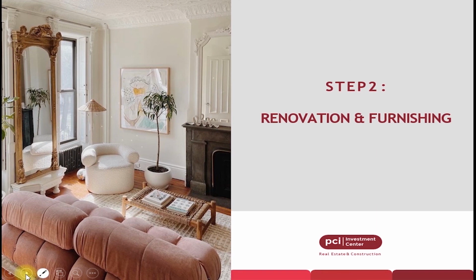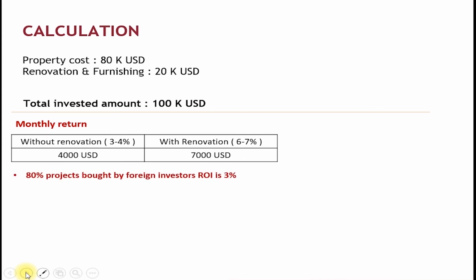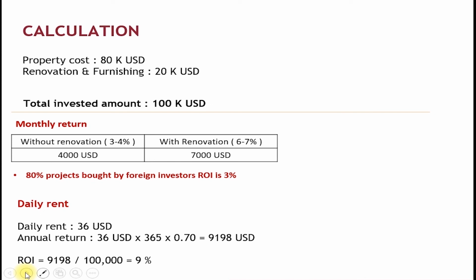Then we added this apartment to Airbnb or Booking, and we gave it on a daily basis to foreign tourists. So we converted our 3 or 4% return, let's say 4%, to a 9% return per year. I hope you got the idea.